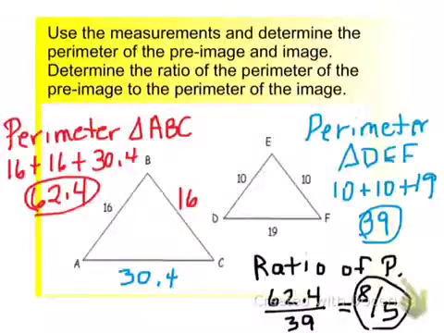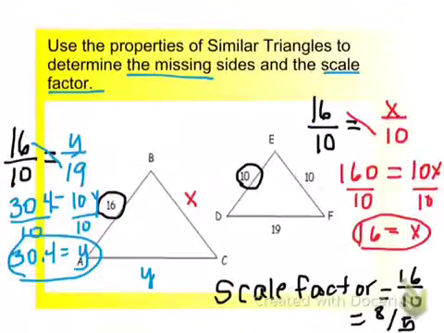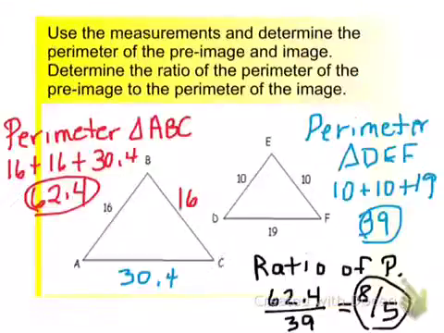So the ratio of the perimeters of my pre-image to my image was 62.4 over 39, which reduced to 8 over 5. And look, that should be familiar, because back on the first slide, the scale factor was also 8 over 5. So the ratio of the corresponding sides is always going to be the same as the ratio of the perimeters. And that shows here.